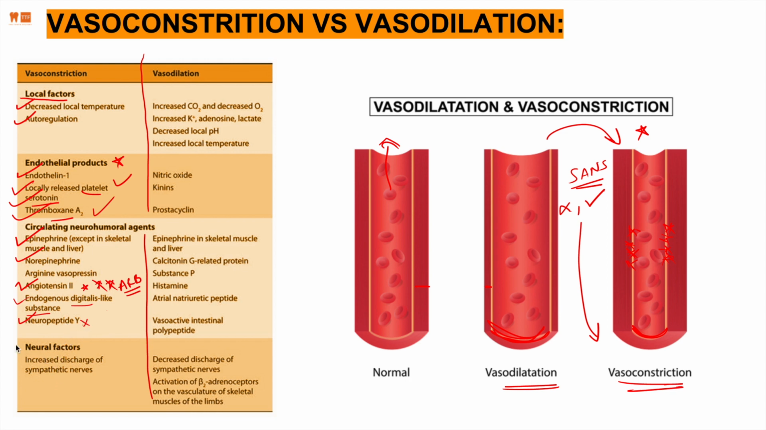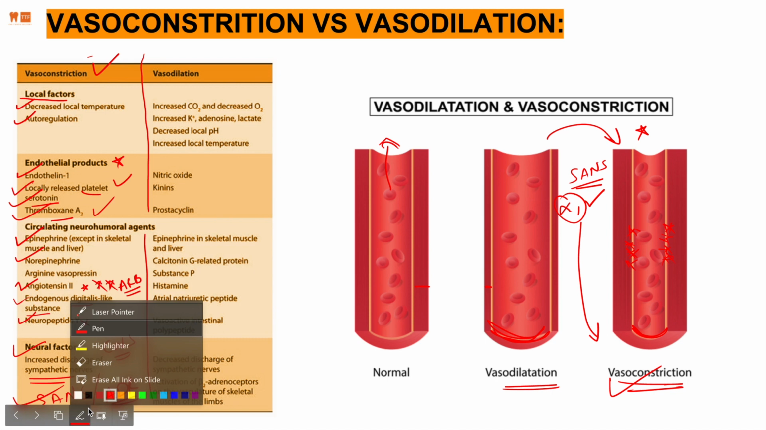And then neural factors, which is CNS. How does the central nervous system play its role in vasoconstriction? Increased discharge of sympathetic nerve. So remember, from the adrenergic system, sympathetic autonomic nervous system, also known as adrenergic system, when that is activated, we have vasoconstriction through alpha 1 and beta 1. Perfect. So that was vasoconstriction.